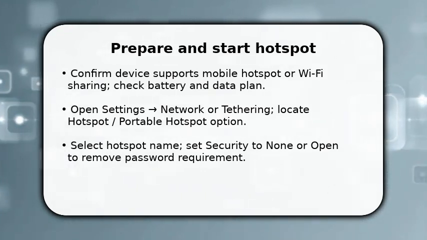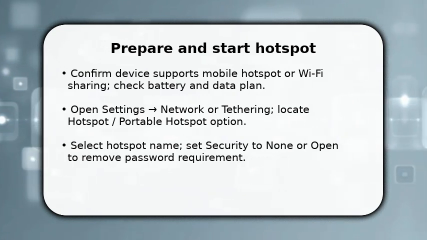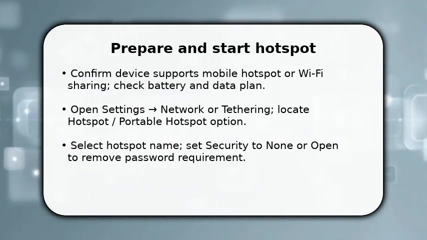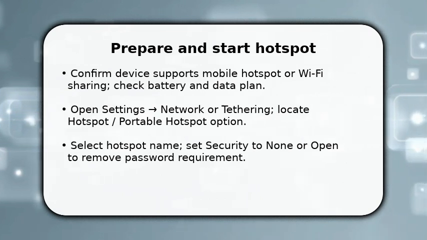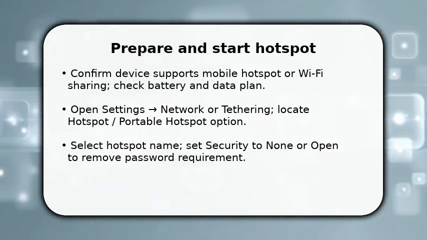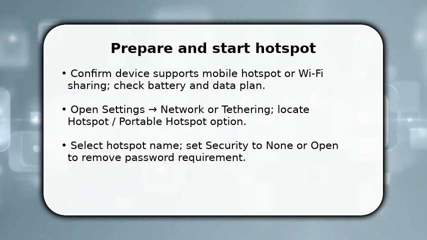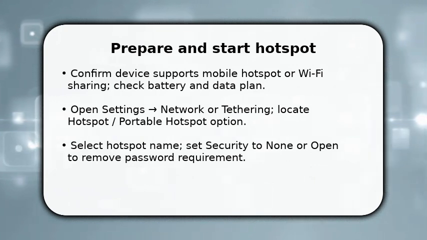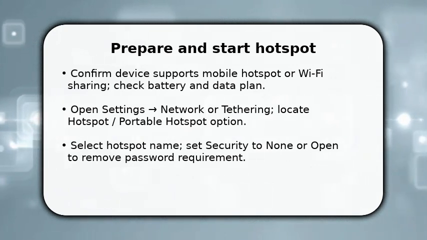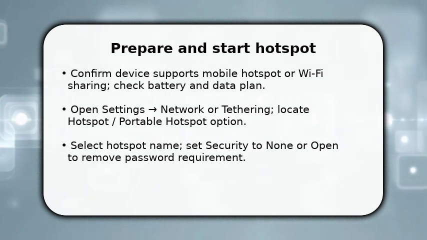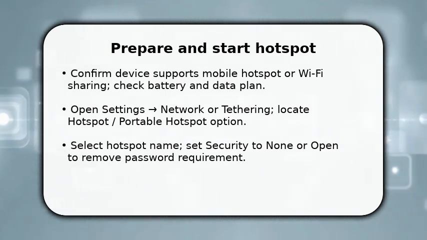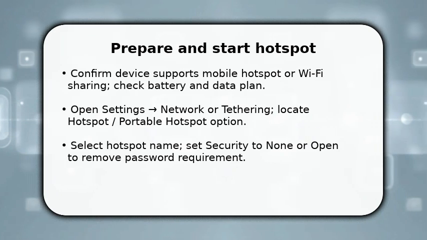You begin by confirming your device supports hotspot sharing and that you have battery and data available. Next, open Settings and go to Network or Tethering, locate the portable hotspot option and tap it. Once there, create or edit the hotspot name first, then change security to none or open so no password is required. Do this now, because making it open changes connection behavior and why devices will join automatically. It also increases exposure, so proceed intentionally.